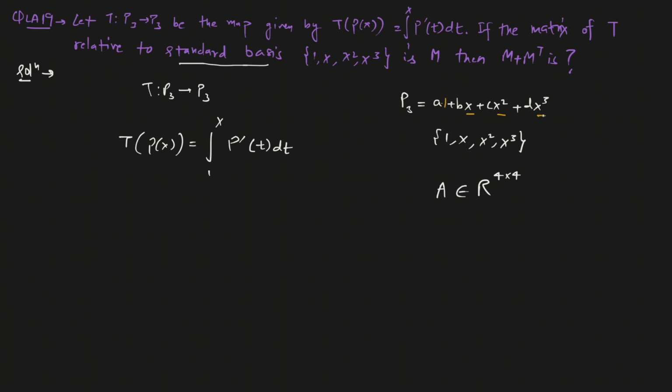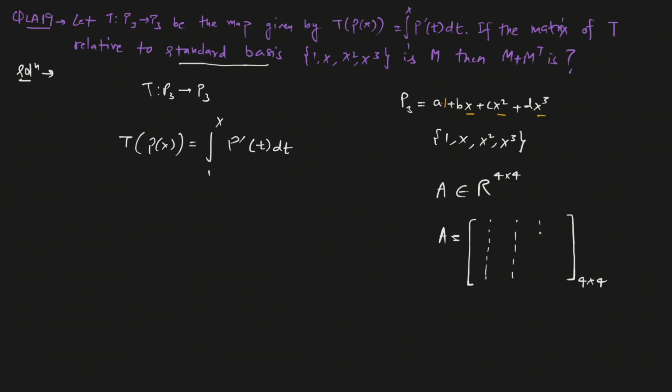Because a 3-degree polynomial can contain at max 4 terms, because there is a constant also, x to the power 0, x to the power 1, 2, 3. So that's why A belongs to R 4 cross 4. So there are 4 column vectors in A. And we already know that the column vectors of a matrix are nothing but where the basis vectors land after transformation, right? So this we have seen in the previous question as well.